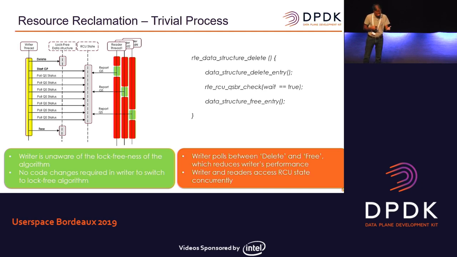So similar, the other issue that I see is the contention on the RCU state itself. Now you have got the writer thread who is continuously polling that memory, and you have the reader threads which are also accessing the same memory trying to update the quiescent state status, right?